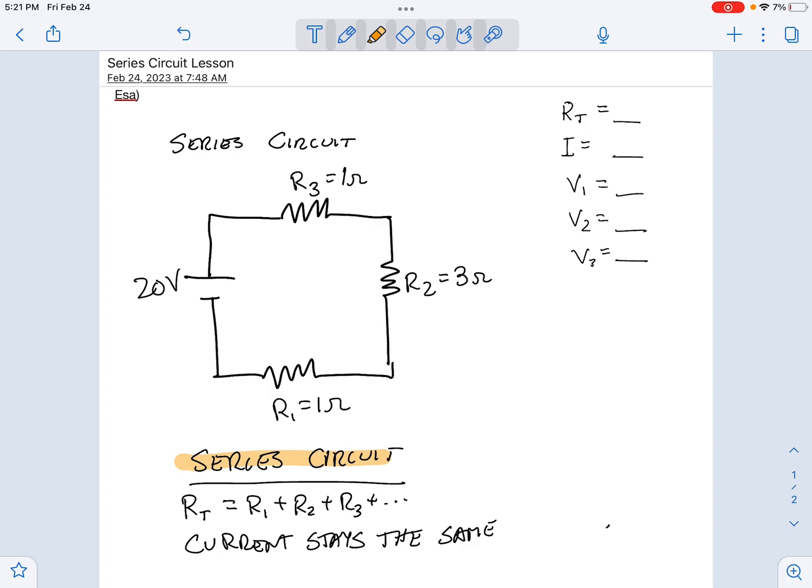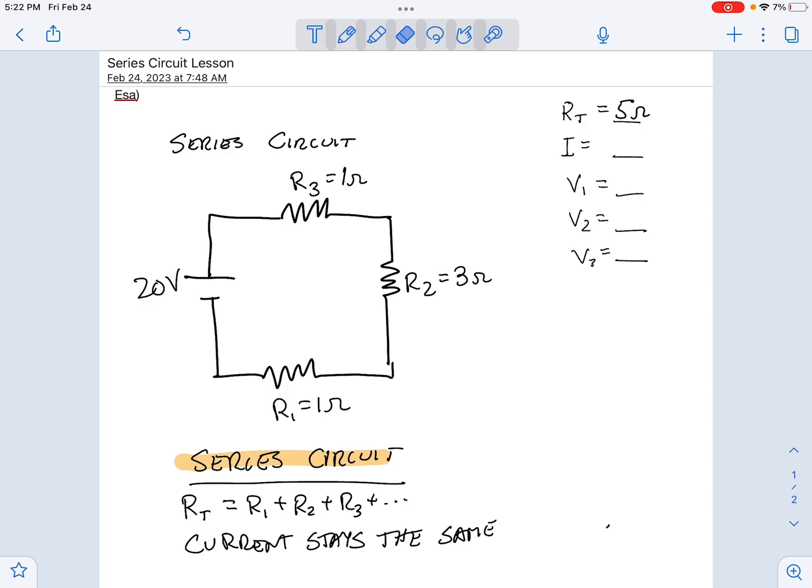One is for the total resistance, R sub T, the T stands for total resistance of the circuit, you just add up all the individual resistances. So for this particular circuit, we would add up 1 from R1, 3, and 1. So 1 plus 3 plus 1 equals 5 ohms. Okay? And so now, let me just erase that.